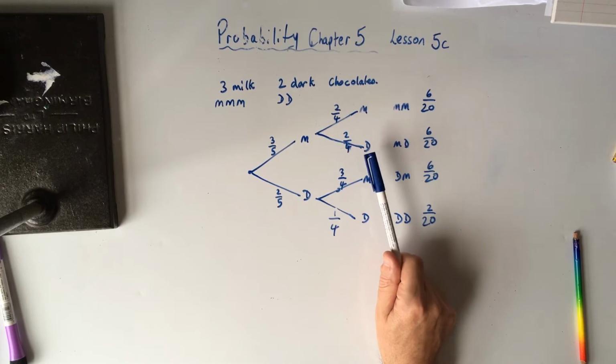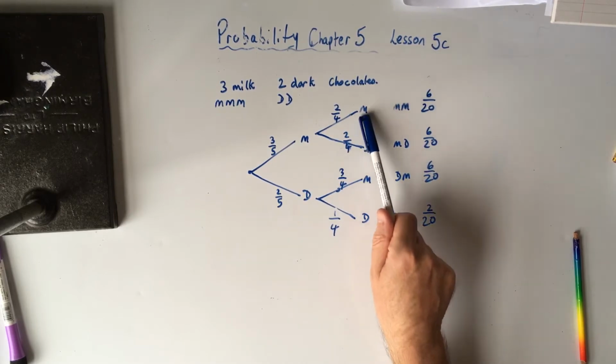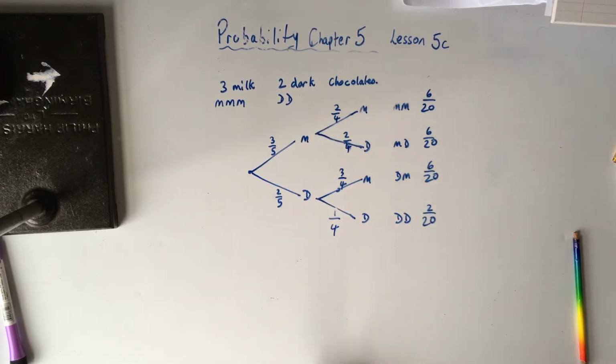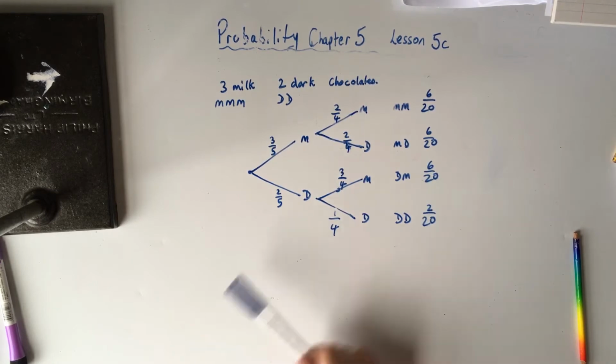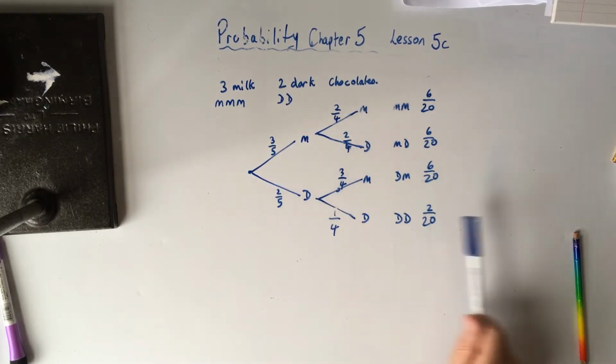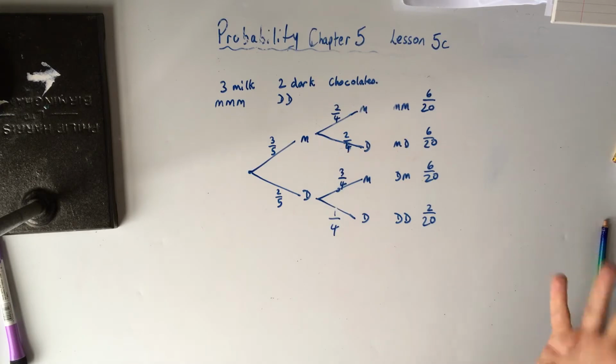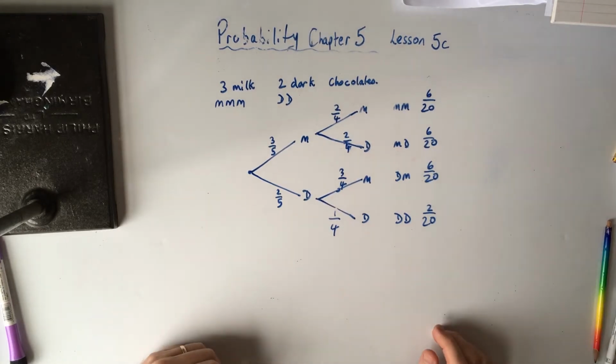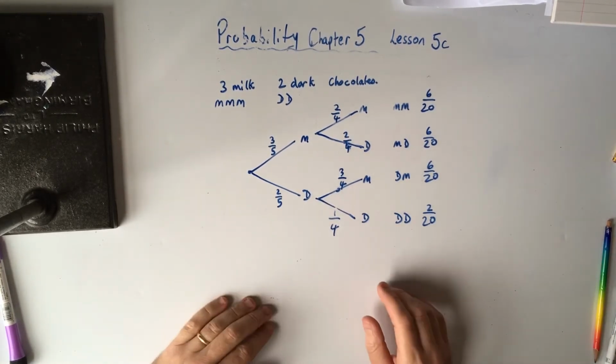Sometimes the second one is dependent on the first one happening, and I won't explain that now. You'll see that in a question. Okay, so we'll do some of the questions. So that's it. You can have a go at those. This is exercise 5D. Have a go at those questions.